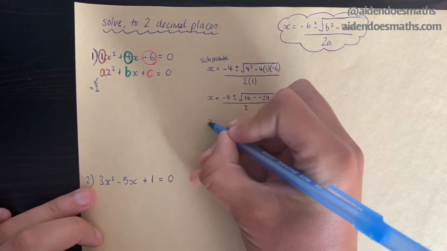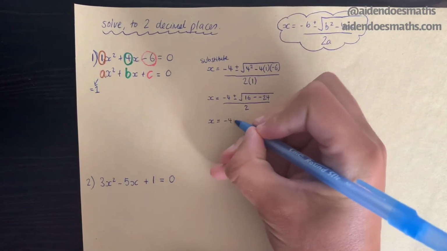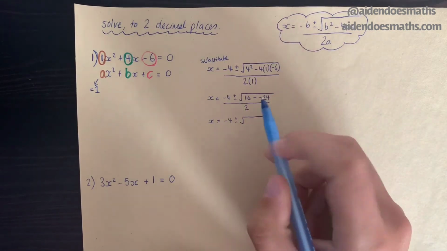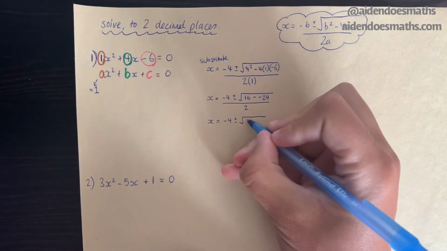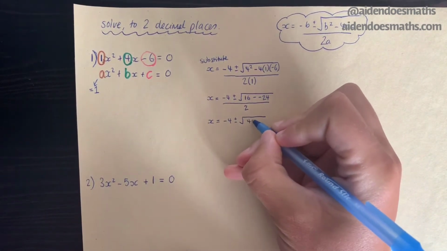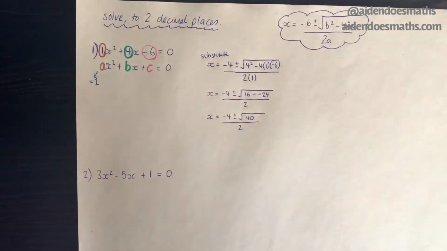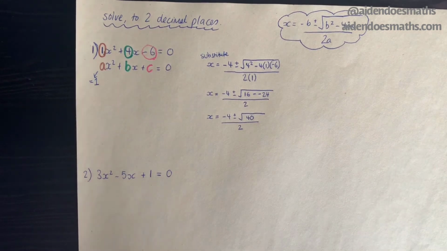And again, one last step in our simplification. Minus 4 plus or minus, let's simplify underneath this square root. 16 minus 24. Again, double negative means positive, so 16 plus 24 gives us 40. All over 2. Again, we're going to leave it there. We're not going to divide everything by 2 because we might make a mistake with that square root there.